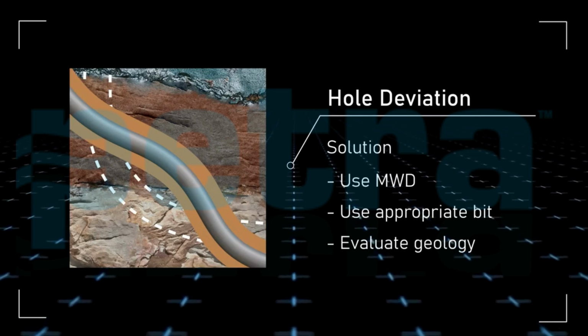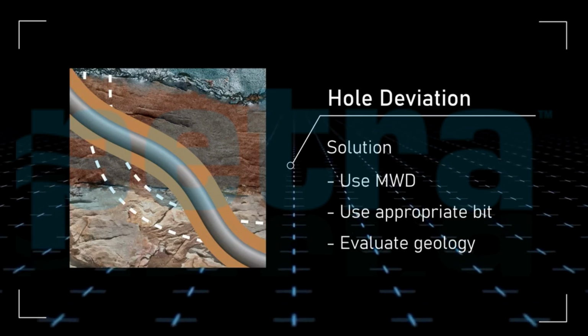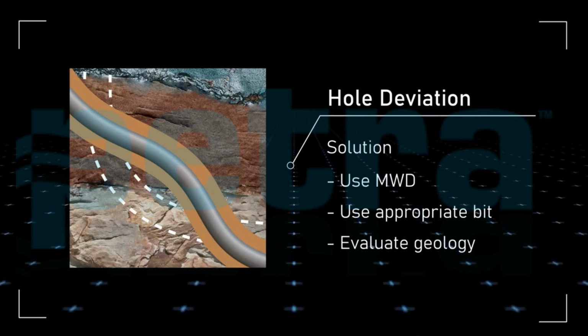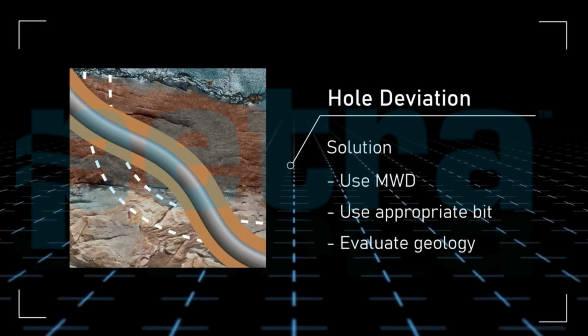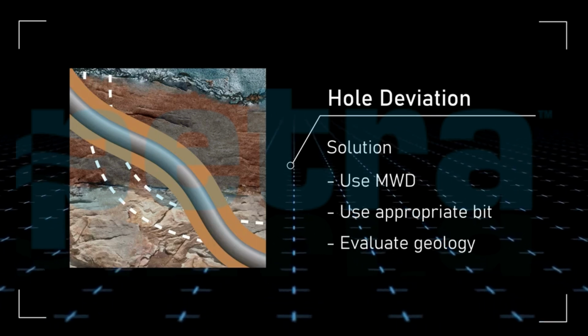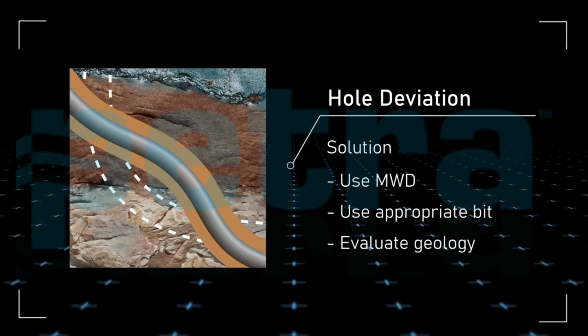Maintaining a consistent direction while drilling requires utilizing a well-designed BHA, selecting an appropriate bit, tailoring operational parameters, and evaluating the geology.